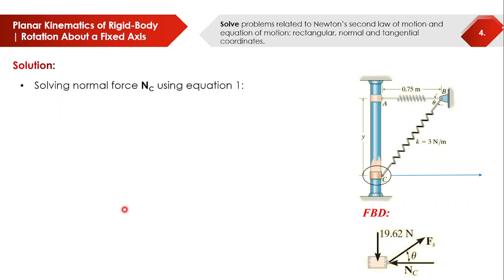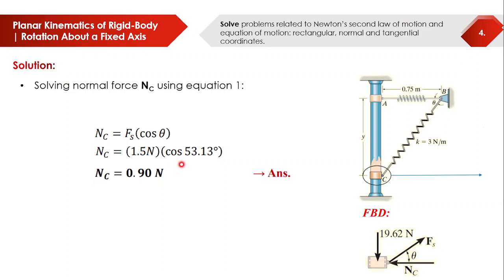And also for our normal force, we already identified how to solve for it using the horizontal forces. That will be normal force is equal to spring force times cosine theta, and we already have these unknowns, no? So just substitute the values. That will be equal to 1.5 Newton times cosine 53.13 degrees. So that will be N sub C is equal to 0.90 Newton.